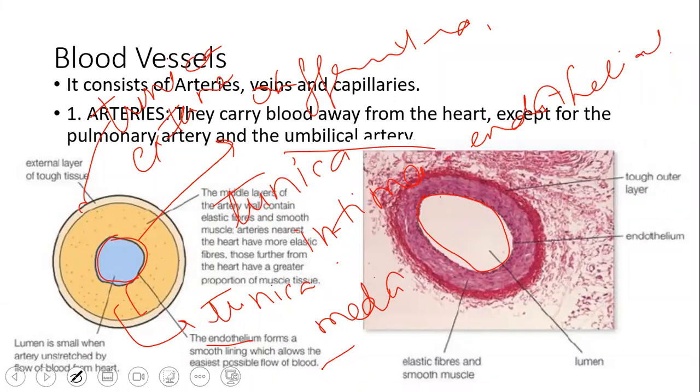The arterioles have less elastic fibers but more smooth muscles. Those smooth muscles are going to be able to contract or relax, and as a result control the amount of blood actually passing on. So this is what you have to know about your arteries.